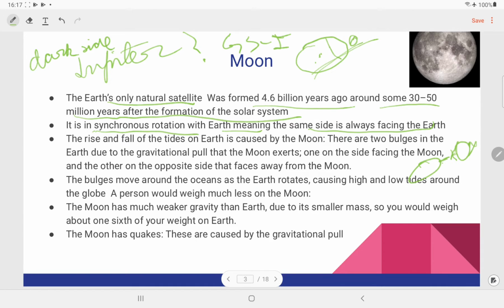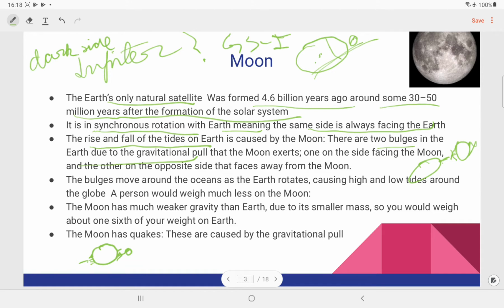So there are two bulges. The rise and fall of the moon causes tides, and there are two bulges in the Earth due to the gravitational pull of the moon. Suppose this is Earth, and suppose the moon is here. The water is here. Due to the gravitational attraction of the moon, the water will go towards the moon, and similarly from this side the water will come downwards towards the Earth. So here it will be high tide and here it will be low tide. The moon also creates those kinds of bulges in the Earth.